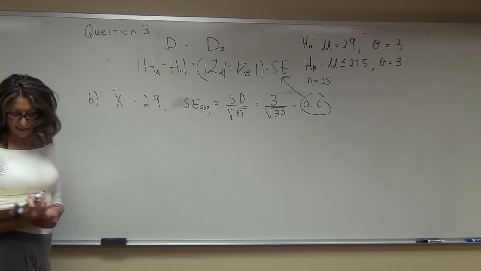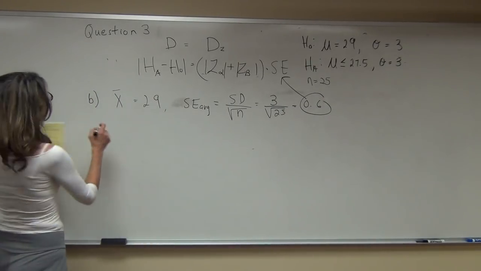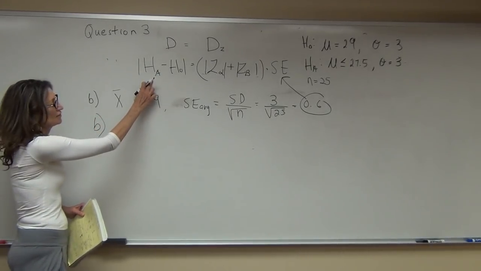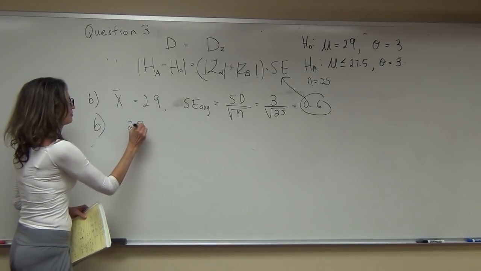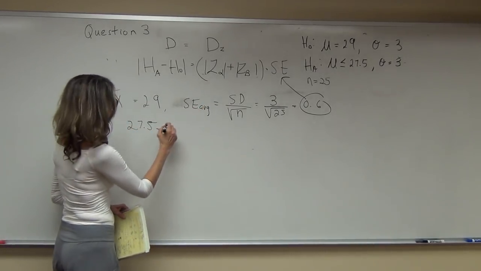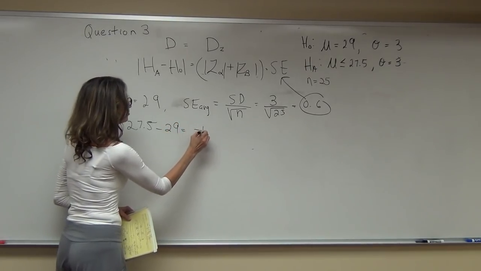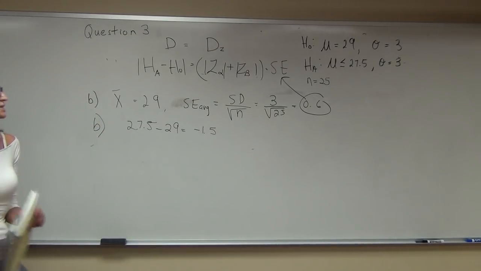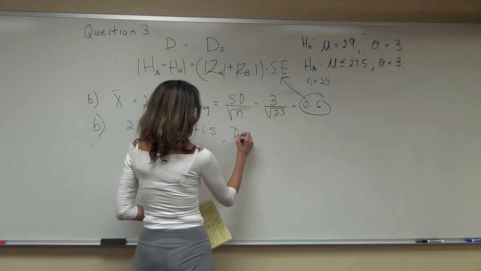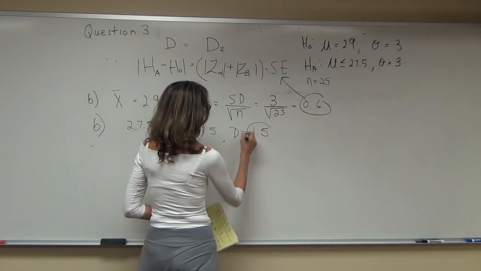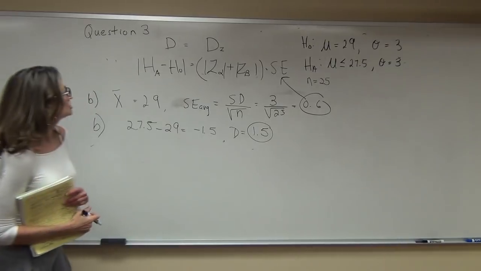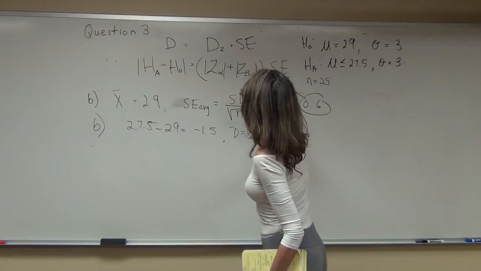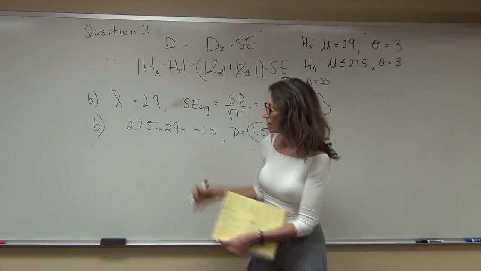Now, what's the next step? The effect size. So what is the effect size here? Well, the hypothesized value for the alternative is 27.5. For the null, it's 29. So it's negative 1.5, but it's an absolute value. So the effect size, D, is equal to 1.5. It's just a distance. So we've got that, and we've got that. So if we're looking here, D is equal to dz times some standard error. Well, we know 1.5.